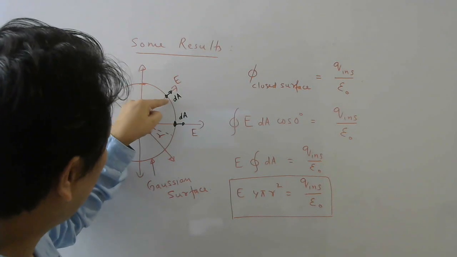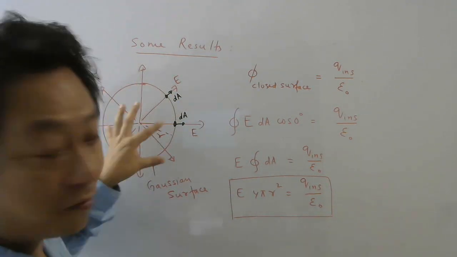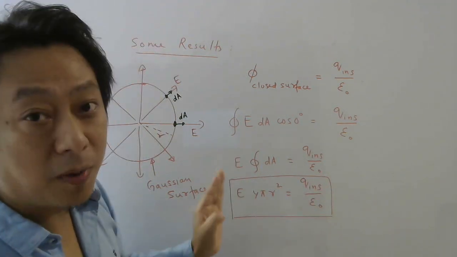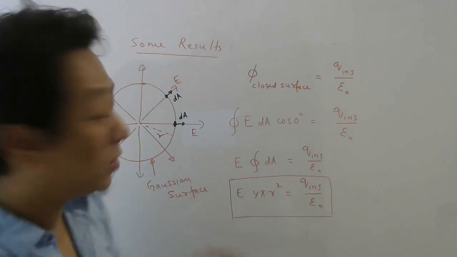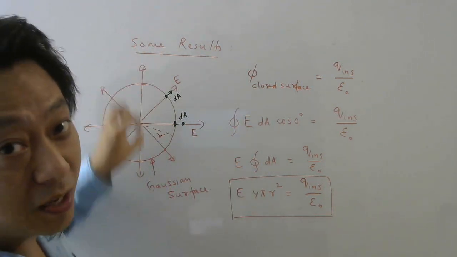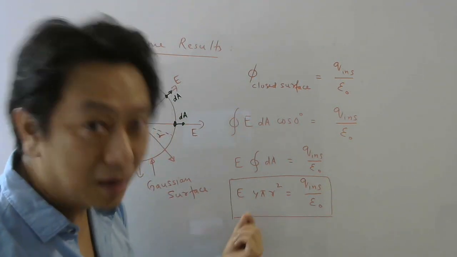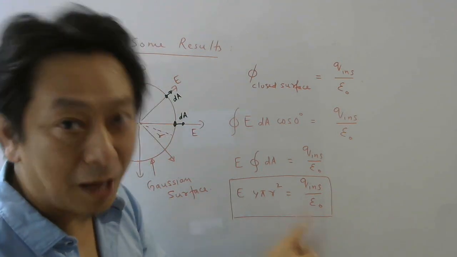The integral of this small area will give you the total area of this sphere, and the total area of this sphere is 4 pi r square. So whenever you apply Gauss law to a spherical surface which has a radially outwards electric field, then remember this result. Electric field times area of the sphere is equal to charge inside divided by epsilon naught.